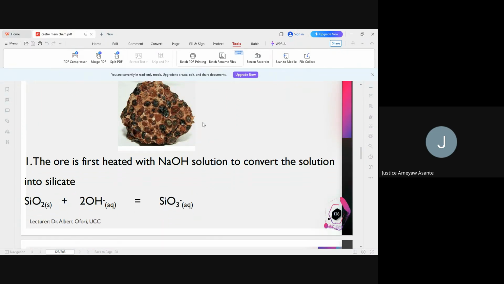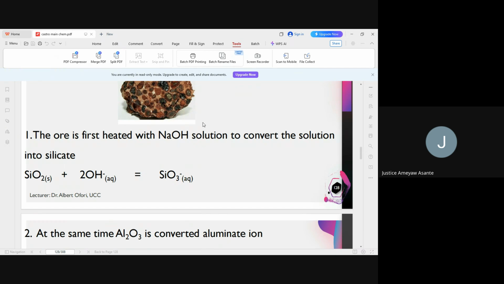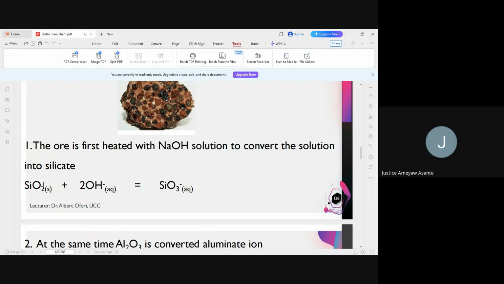So the ore, how do we purify the ore? The ore is first heated with sodium hydroxide solution to convert the silica into a silicate. And we've now seen the chemical formula. So we assume that the compound contains the silicates. The compound contains the silica.